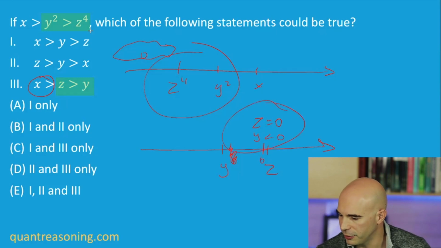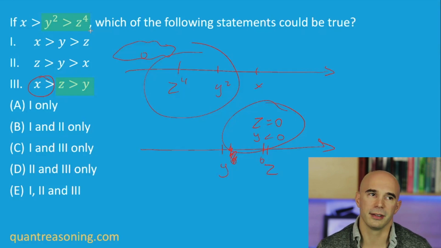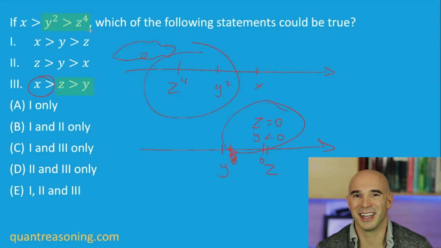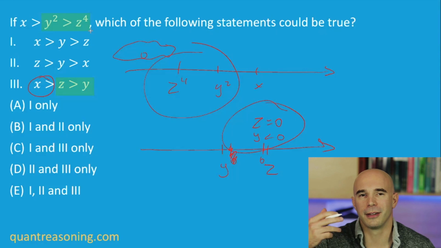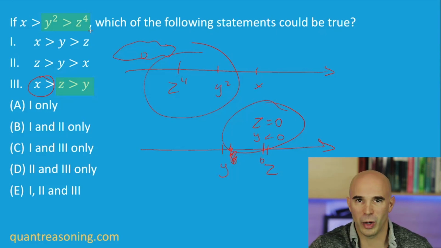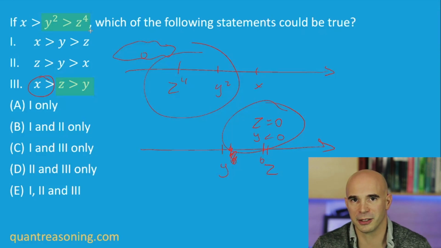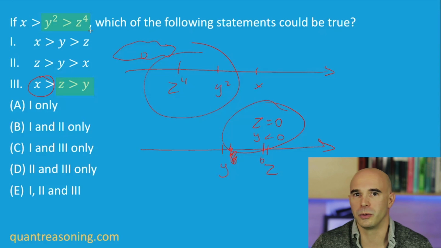Any such scenario will make the third Roman numeral true. Isn't that right? As long as x is 1,000,000, z is 0, and y is some negative number that's more than negative 1,000. It has to be somewhere between negative 1,000 and 0, because when you square negative 1,000, you get 1,000,000, and then y squared and x would be the same number. But as long as y is somewhere between negative 1,000 and 0, z is 0, and x is 1,000,000, you're good.